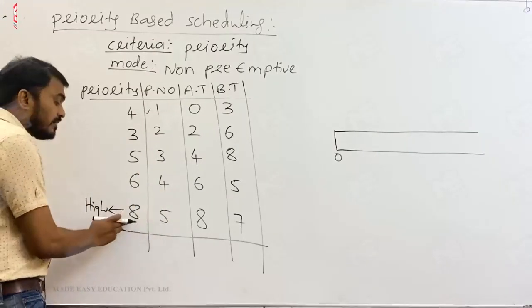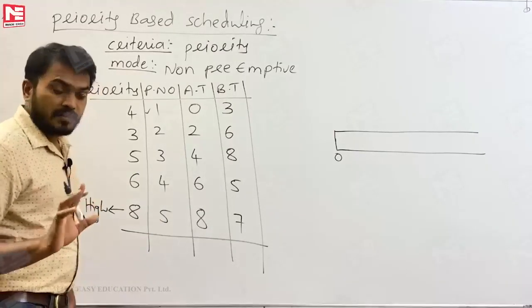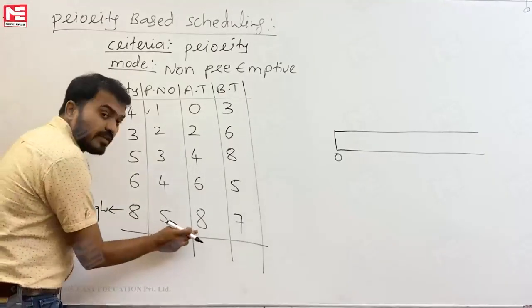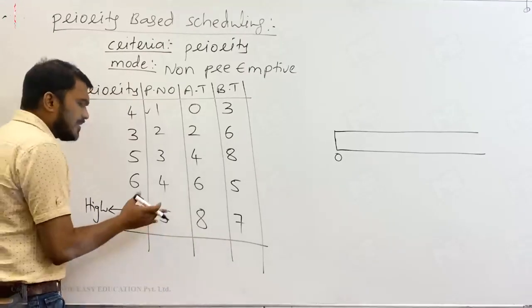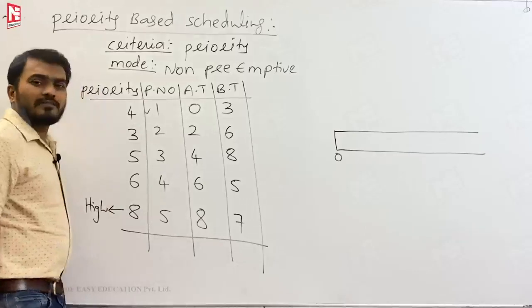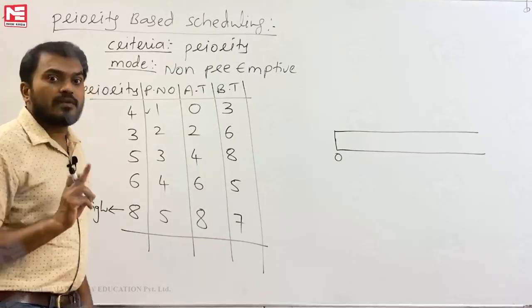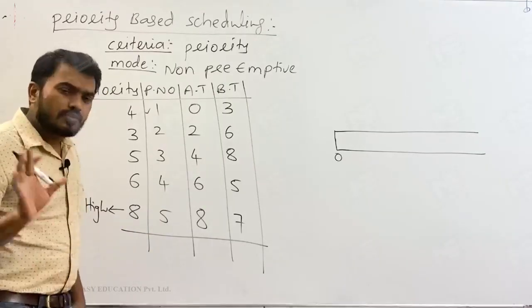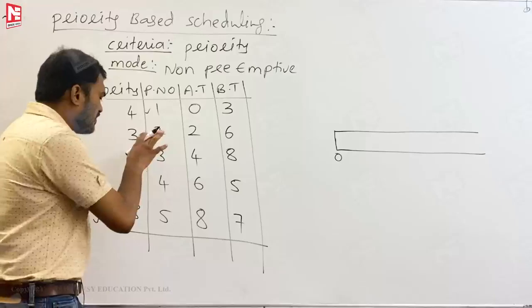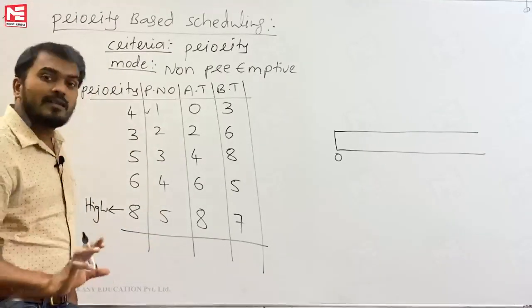So remember, even though P5 has high priority, we are not going to start with P5 first, because P5 is coming at what time here? 8. Okay, so P5 is not available yet, and if it is not available, we should not think about it. Remember, you need to think only among the available processes. If it has not arrived in the ready state, what will you do? Nothing. You should not do anything. So don't think about unavailable processes. Think only about available processes.